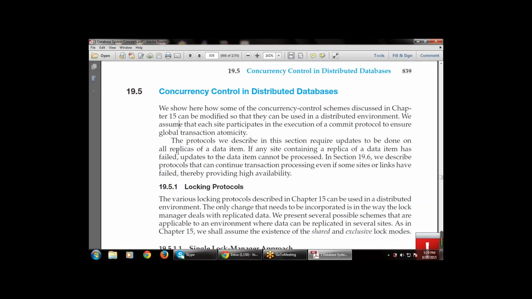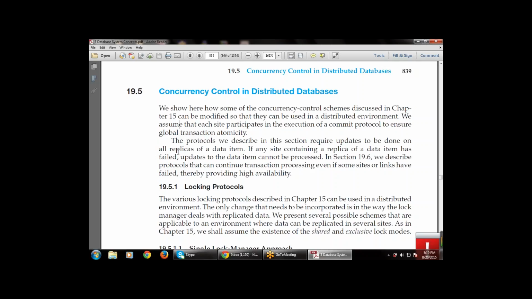We assume that each site participates in the execution of a commit protocol to ensure global transaction atomicity. The protocol we describe in this section requires updates to be done on all the replicas of a data item. If any site containing a replica of a data item has failed, the update to the data item cannot be processed.